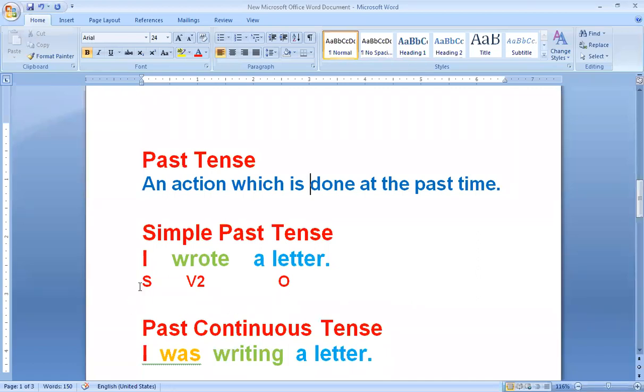I, subject. W-R-O-T-E, wrote. Wrote is the second form of write. W-R-I-T-E, write, first form. Wrote, W-R-O-T-E, second form. W-R-I-T-T-E-N, written, third form.